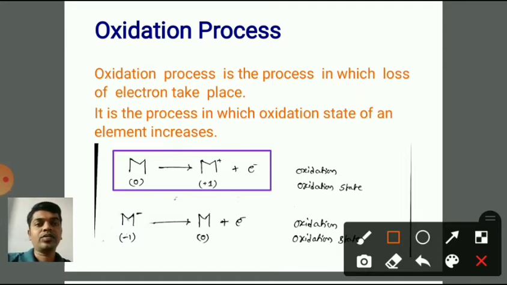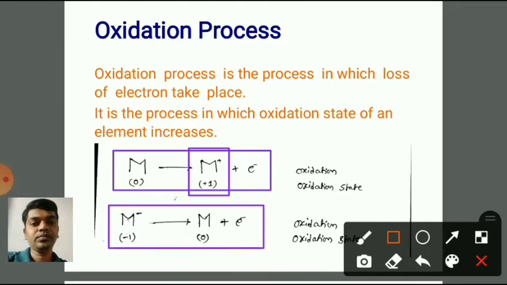After the oxidation process, one electron from element M is removed, or lost by that element M, and forms M plus ion. So this M plus ion has the oxidation state +1. Let's try to understand one more example. Here we have taken the negatively charged species, that is M minus, so it has the negative charge over it, so its oxidation state is -1.